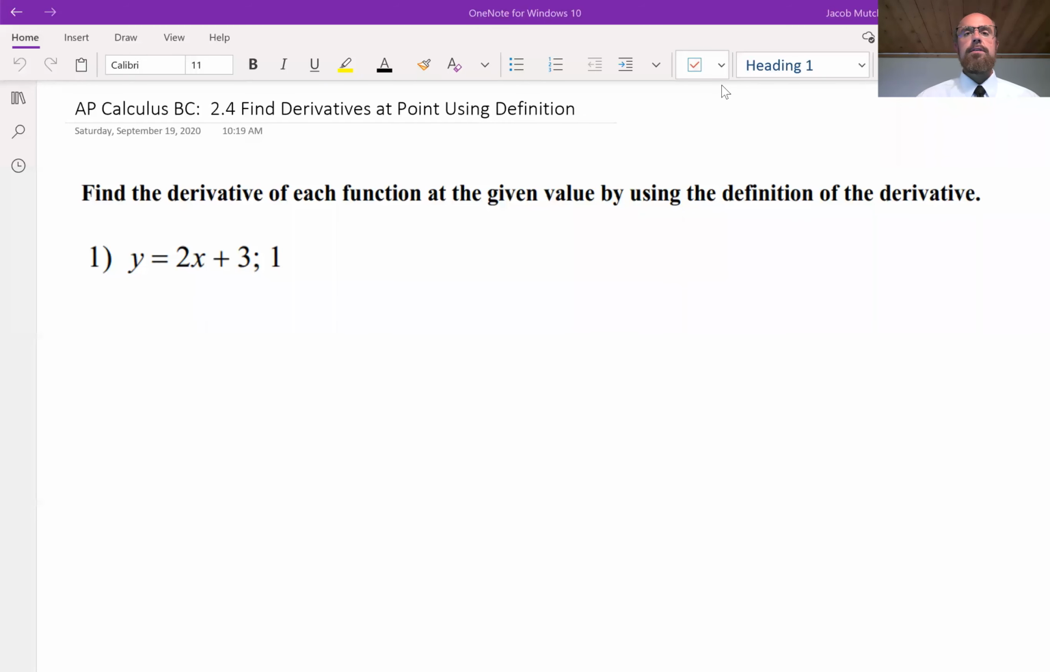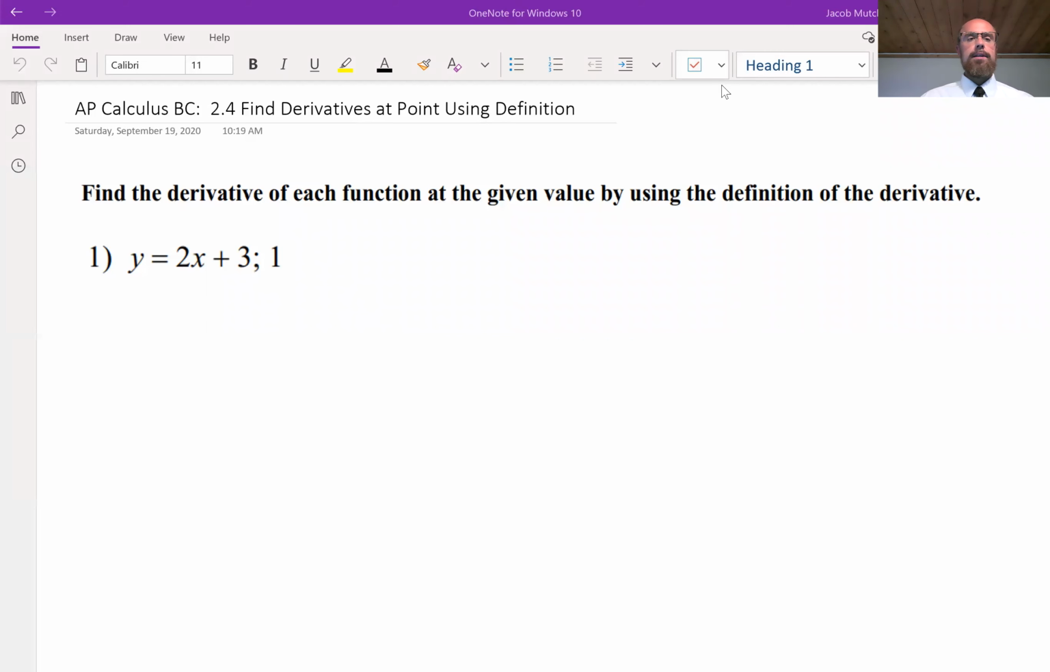Welcome to Calculus. Today we will investigate finding derivatives of functions using the definition, focusing on the algebraic limiting process to arrive at numerical derivative values. We'll take a look at three examples, three different types of functions. The first is linear, the second is quadratic, and the third is rational.